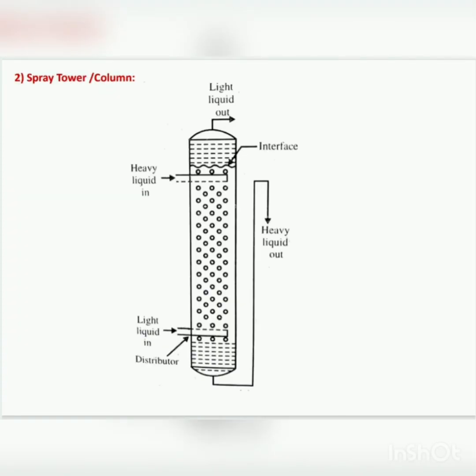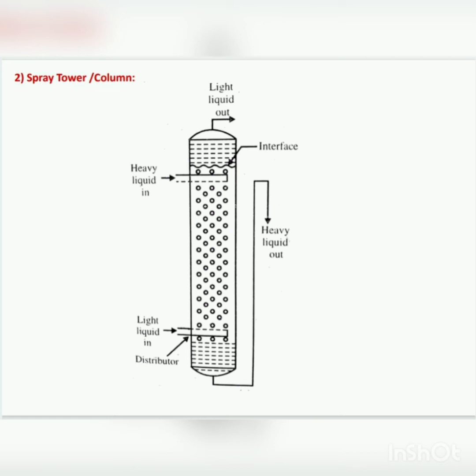Spray tower or spray column. Spray tower consists of an empty tower provided with inlets and outlets at top and bottom for introducing and removing light and heavy liquid phases. In this, mixing and settling take place simultaneously and continuously.